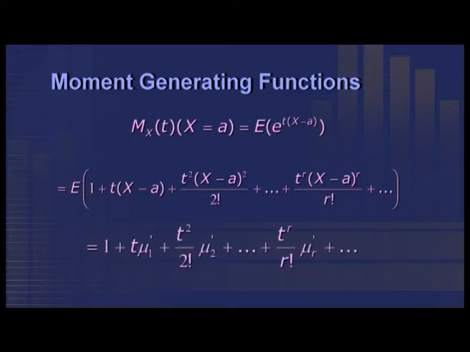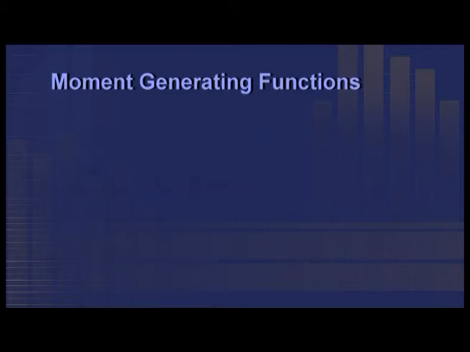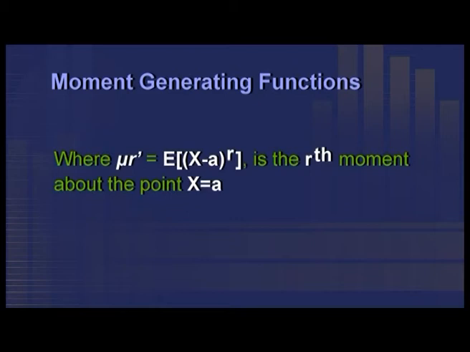and so on, which is equal to 1 plus t into mu 1 dash plus t squared divided by 2 factorial into mu 2 dash plus etc. till plus t to the power r divided by r factorial into mu r dash plus and so on, where mu r dash is equal to the expectation of (X minus a) whole power r, the rth moment about the point X equal to a.